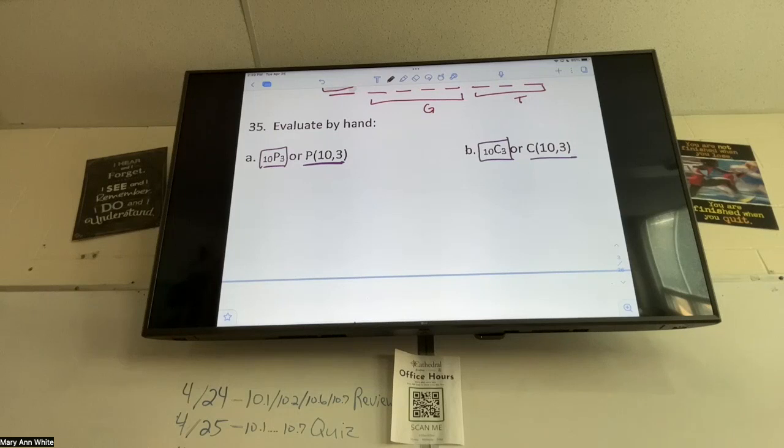What I want you to do is take a second, make sure you know how to plug these into the calculator. I promise that will be on your next quiz. It will definitely be on the test, and it will be embarrassing if you don't know how to plug in a 10P3 or a 10C3 into the calculator.